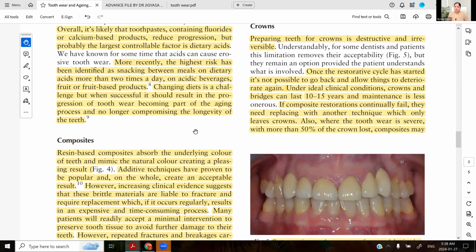Now coming back, if you notice any history of multiple snacking or acidic drink consumption more than 2 times, that's a red flag in your patient, and start looking out for wear, or even caries exposures and early demineralization. That kind of change would be happening in the mouth.